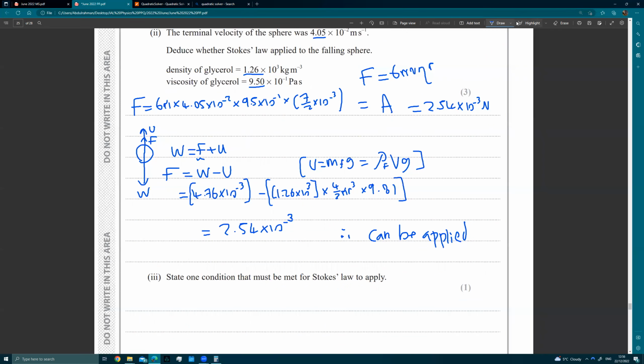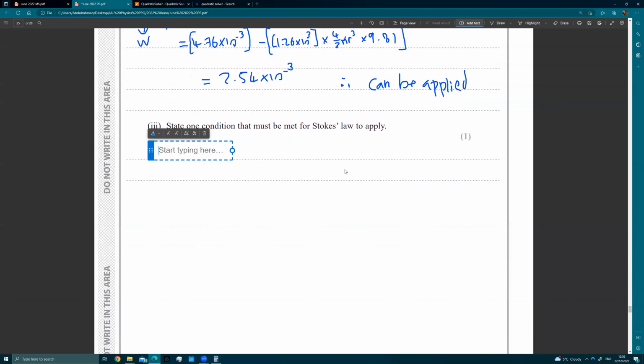State one condition that must be met. Well, we know the conditions for Stokes' law. It has to be a spherical object and it has to be laminar flow. So small speeds are required for laminar flow. So yeah, laminar flow and spherical object. Those are your 2 conditions.